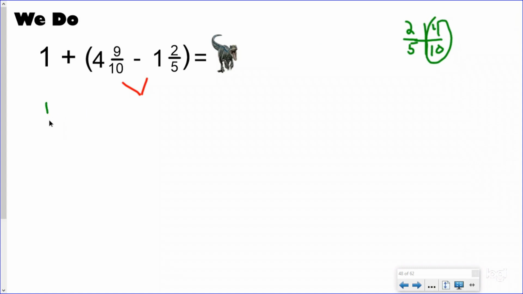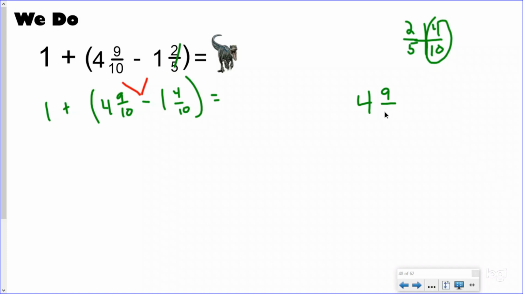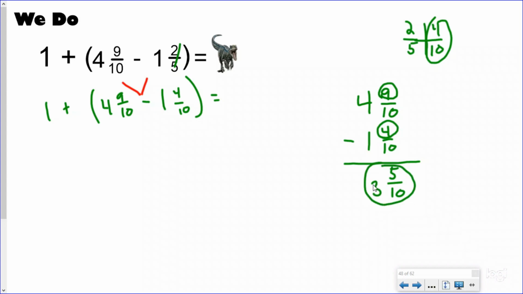So now I'm going to rewrite the entire problem underneath with my common denominators. I know that 2/5 became 4/10, and I'm still trying to equal my raptor. So I'm going to line up my mixed numbers vertically. You should be doing this with me. Minus 1 and 4/10, and I'm going to circle my numerators. I know 9 minus 4, more on the top, no need to stop. 9 minus 4 equals 5. My denominator stays the same, and my answer is 3 and 5/10.